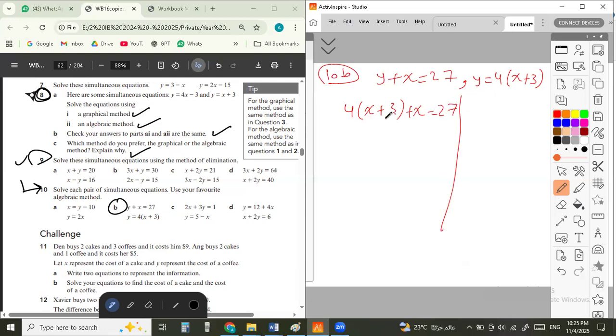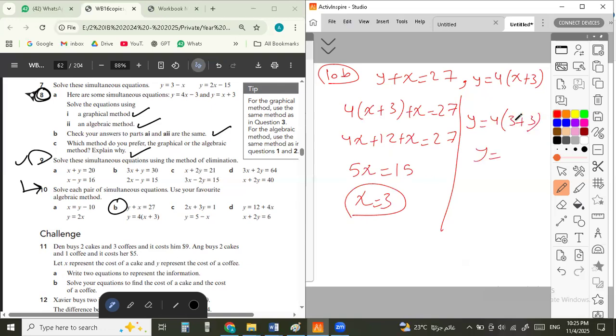Let's start expanding, then we solve the equation. 4x plus 12 plus x equals 27, so 5x equals 27 minus 12. I'm going to send the 12 there with the opposite sign, which is minus 12. It's going to become 15. So x is 3. Substitute in the other equation, y equals 4 times (x plus 3). X is 3, so 3 plus 3 is 6, times 4 is 24. So y equals 24.